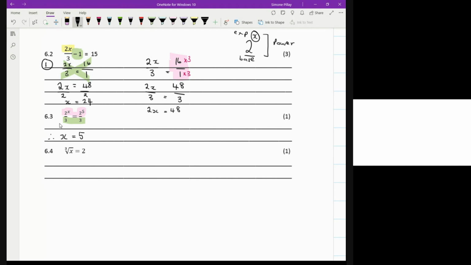Let's look at 6.4. We have the cube root of x, which equals 2. I really would like somebody to help me with this one. Anybody have any ideas? Maybe just point me in the right direction.